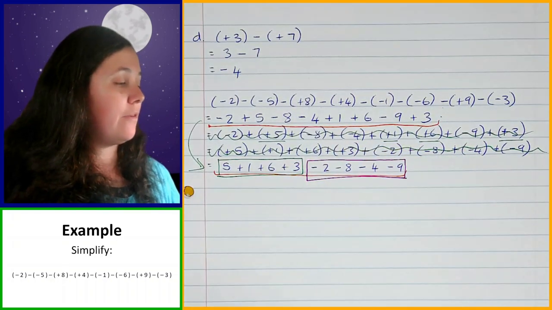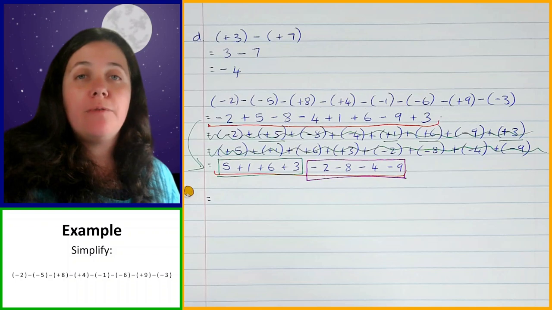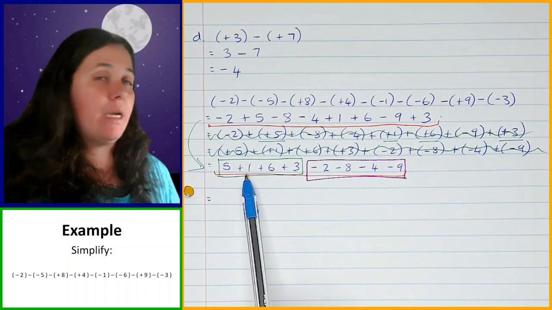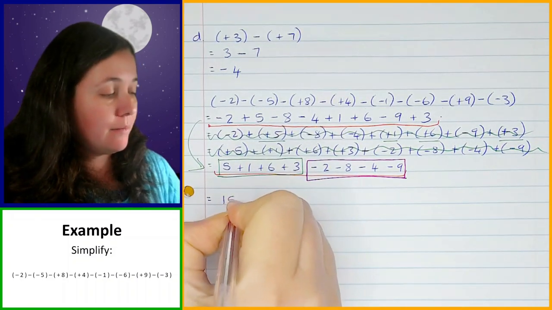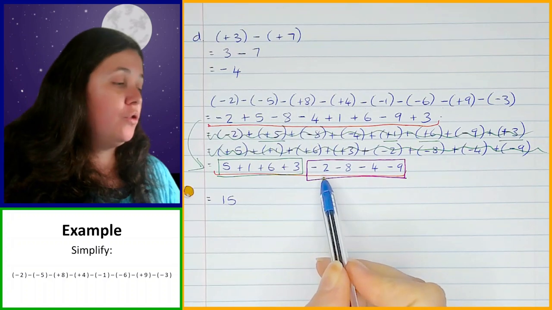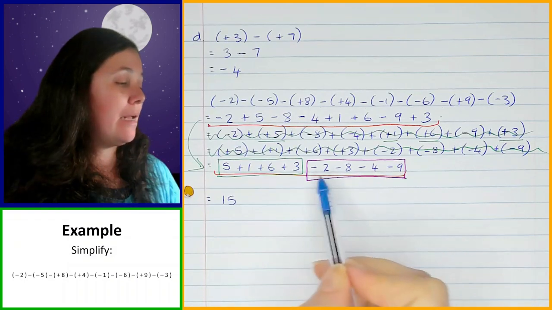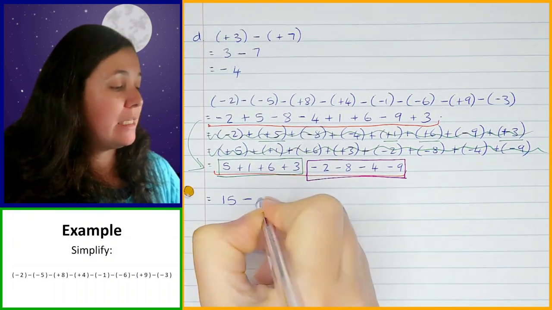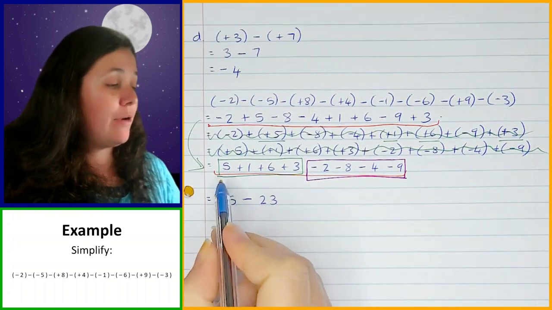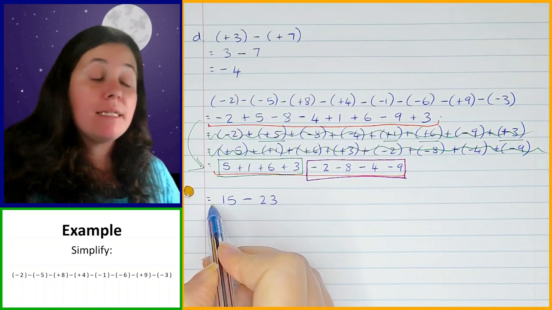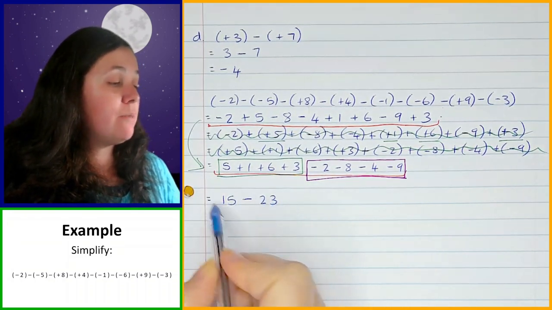So now I'm going to go and simplify all of my positives. And remember, because they all have the same sign, I can just add their absolute values and keep the sign the same. So 5 plus 1 is 6, plus 6 is 12, plus 3 is 15. So this whole thing gives me 15. And then over here, I have 2 and 8 is 10, and 4 is 14, and 9 is 23. And because they're all negative, it's going to be minus 23. Just adding the absolute values and keeping the sign the same. Here I added the absolute values and kept the sign the same. I didn't have to write the plus, but it is still positive. And now I can just simplify that like I normally do.